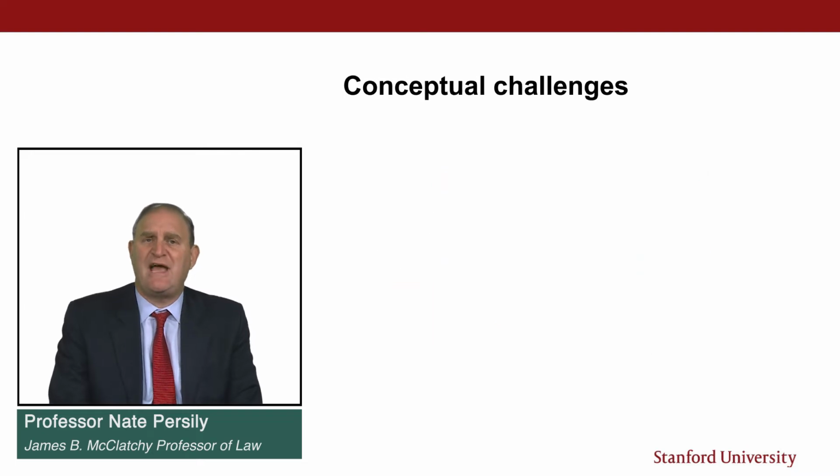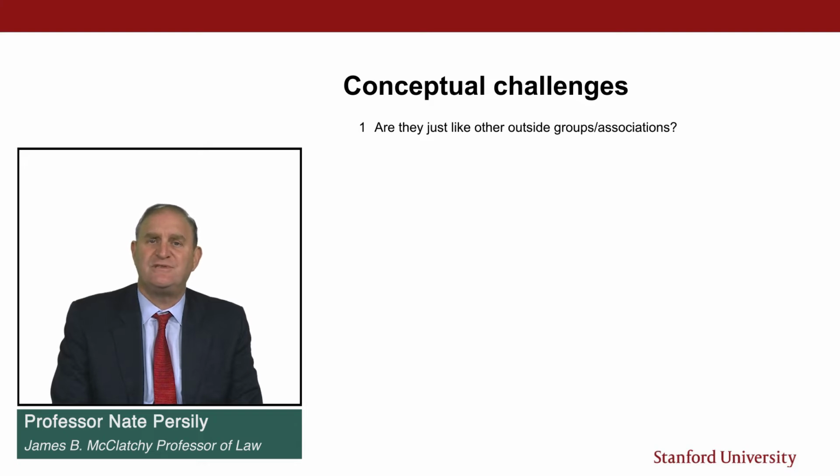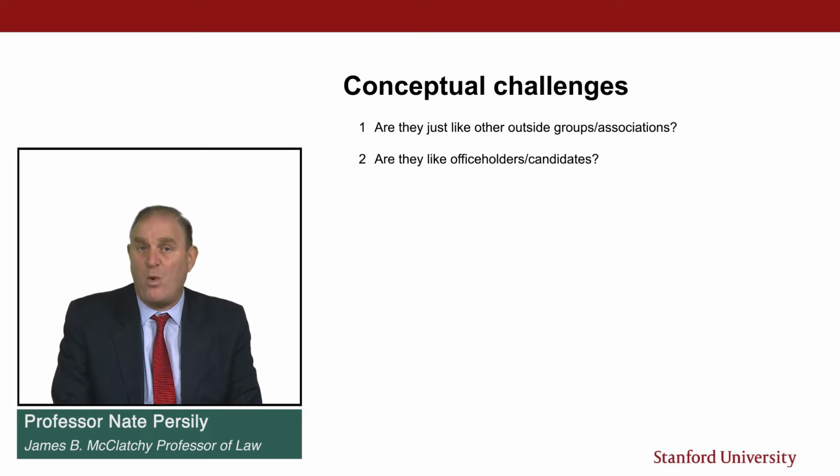So here are the conceptual challenges that are posed by political parties. First, are they just like other outside groups or associations? You may remember from the party autonomy cases like California Democratic Party versus Jones, Tashjian versus Republican Party of Connecticut, that political parties are seen as having robust First Amendment rights, just like some other outside groups and organizations. But second, are they like office holders and candidates? Because we know from the white primary cases that in some instances we view parties as state actors who are subject to constitutional obligations as well as possessing constitutional rights.